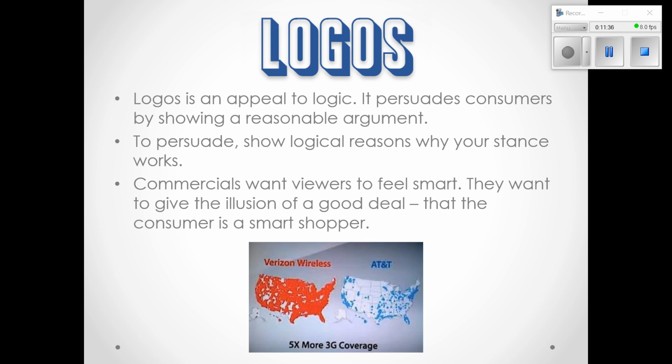Okay, so they want you to have the illusion that you're getting a good deal, and they want to tell you that you're being a smart shopper by choosing them. So you wouldn't be smart if you were choosing AT&T because of the coverage. So they want you to use your logic, okay? And we're going to look at examples, so don't let that confuse you. We're going to look at some examples, and we're going to talk it out a little bit more.